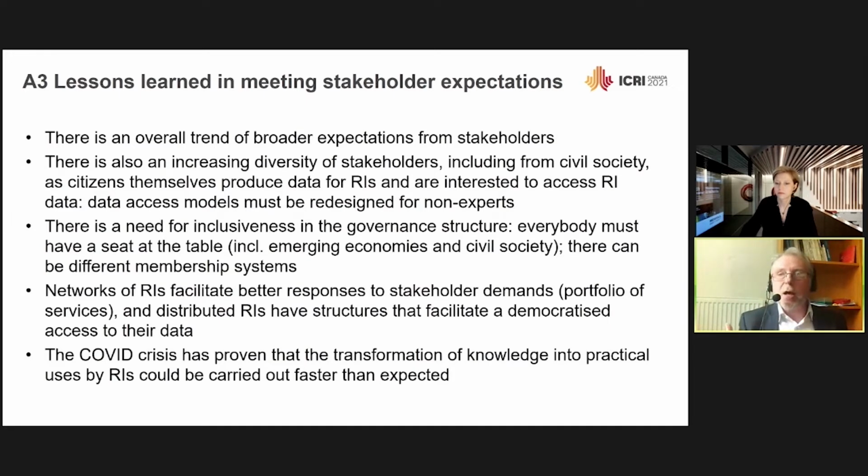So the question here is, how do you facilitate the access to research infrastructure data? The access model must be redesigned for non-experts. There is also a need for inclusiveness in the governance structure itself, because you have different stakeholders and everybody must have a seat at the table. It's derived from the previous point. You have to take into account the new diversity of users, and research infrastructure must produce a return for all the stakeholders. And there are different ways to develop governance structures that are not just based on who pays the most, decides all. Everybody needs to have a voice at the table, and for that, different types of membership can be developed.